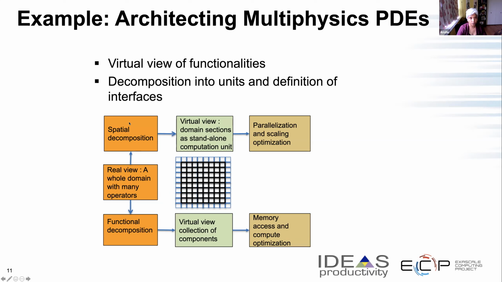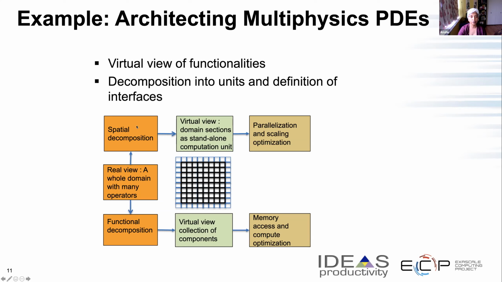So what we want to do is spatial decomposition, because we are operating in the HPC zone, which means that we will be distributing work among different processes. And then there is the functional decomposition in order to allow for some sort of encapsulation and modularity.